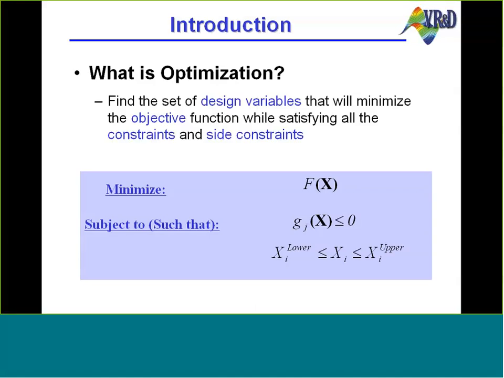So the title of this webinar is Structural Optimization with Design Studio. So the first question is, what is optimization? Optimization is a process where we are given a design space defined by a set of design variables. And we want to find the set of design variables that minimizes some objective function, with the possibility of having to also satisfy constraints.